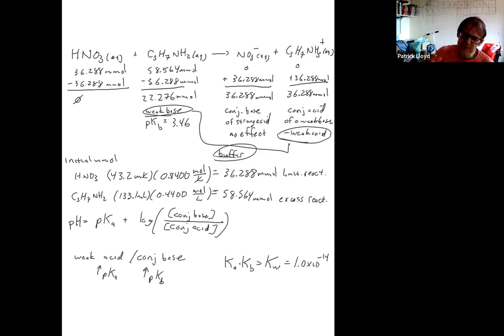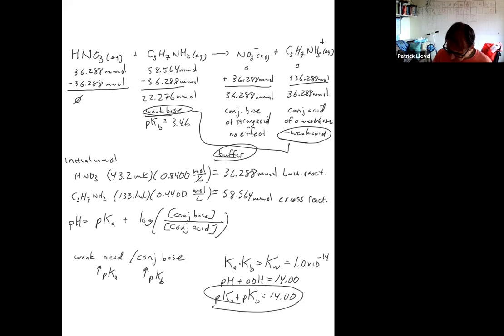So just like with pH and pOH, remember pH plus pOH equals 14? We have the same thing here: pKa plus pKb equals 14. I could prove that to you more methodically, but it turns out to be the case. So that's pretty cool. Now we can use that pKb to find pKa.